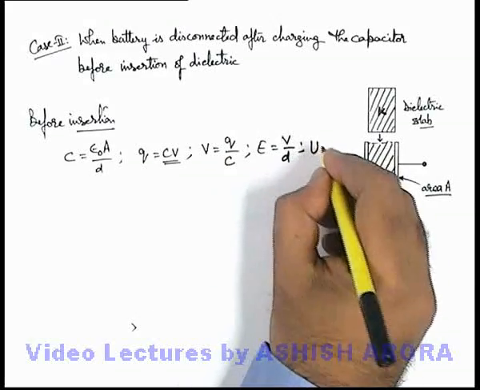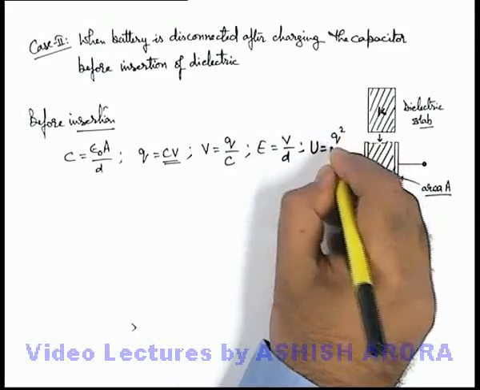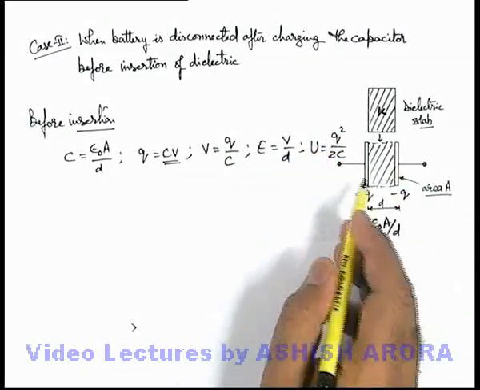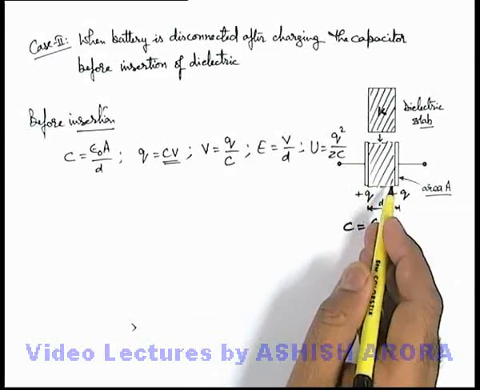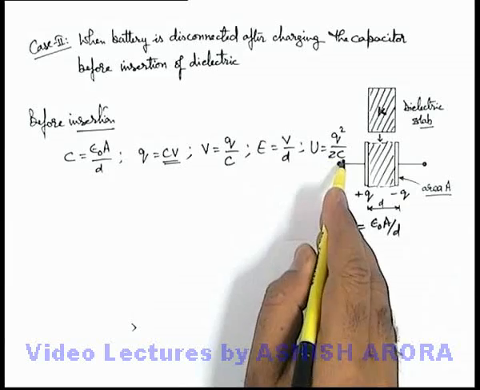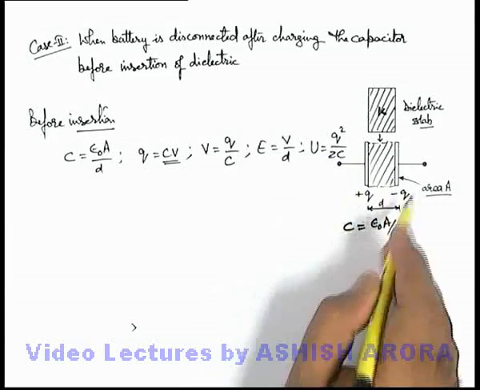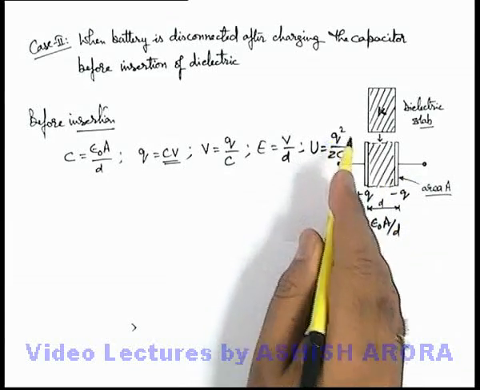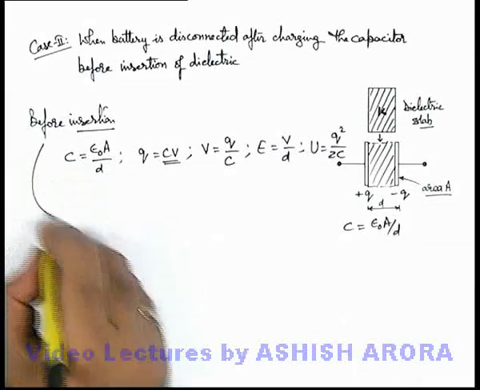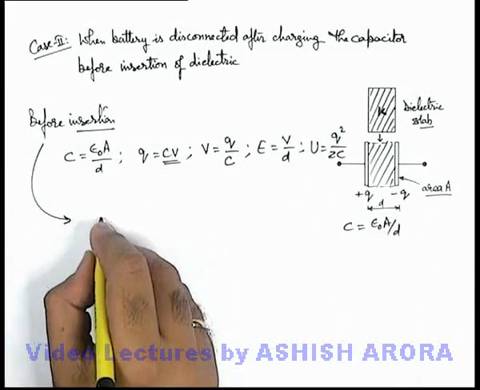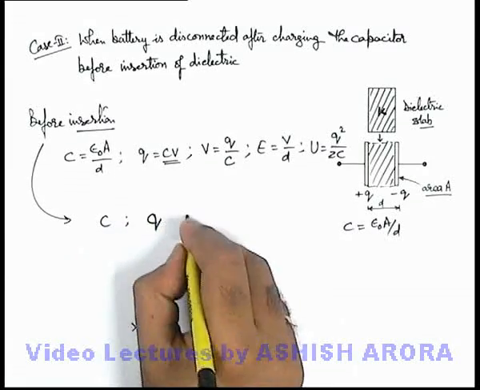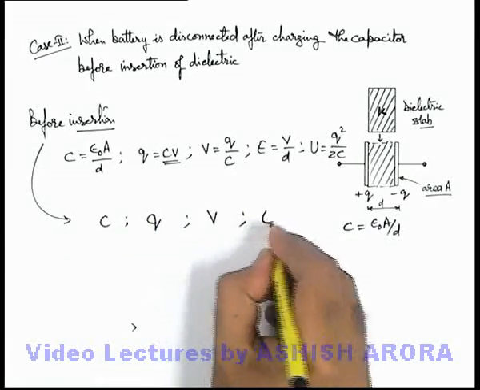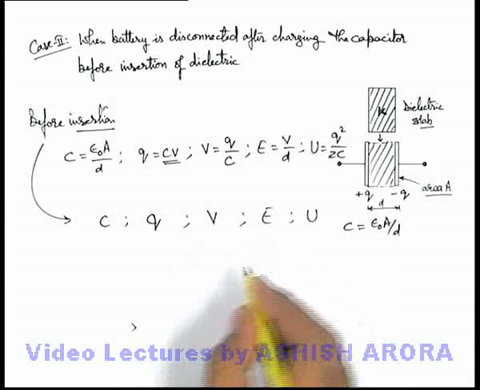And the energy stored in the capacitor, here we can write Q square by 2C rather than half CV square. I can also use half CV square, but rather than using that, I am using Q square by 2C because I know as no battery is there, charge remains constant on it. So before insertion, the parameters are capacitance, charge, potential difference, electric field, and the energy.